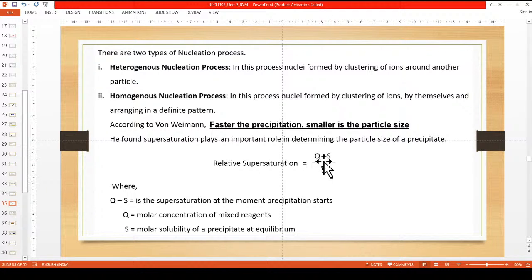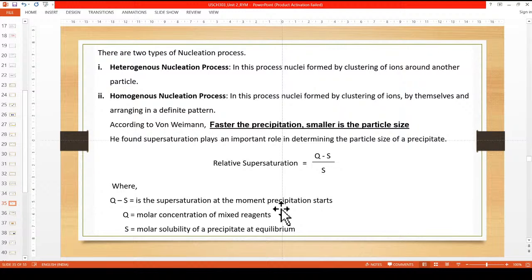Okay, Q minus S upon S, where this Q minus S is supersaturation at that moment, when at the moment precipitation starts. Okay, when your ionic product reaches solubility product, if both are same, your supersaturation condition is done. Now this is supersaturation at the moment of precipitation. अगर दोनों प्रोडक्ट सेम है, योर सॉल्यूशन इज सैचुरेटेड वन.